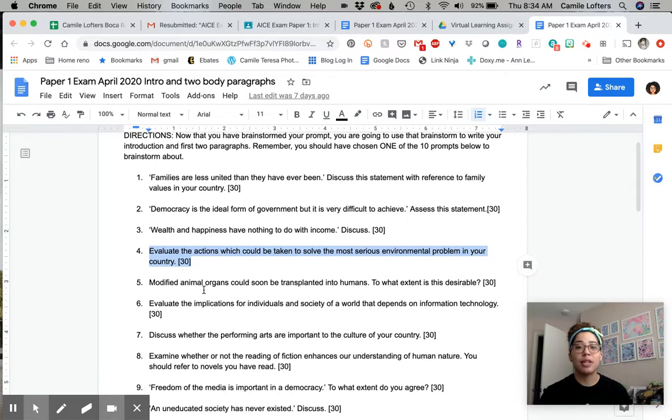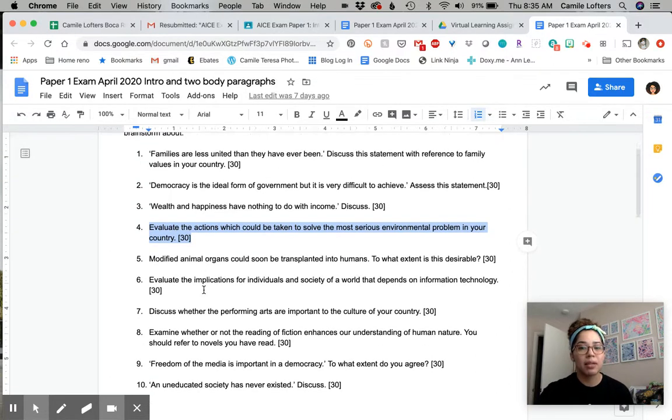The other thing with this question is the question says evaluate the actions that could be taken to solve the most serious environmental problem. That means that you're not evaluating the environmental problem. You're not giving me the pros and cons of pollution. You're evaluating the actions that could be taken. So I would be saying, okay, to solve pollution, people do this. What are the pros of this and what are the cons of this? Point one. What's the second thing people do to combat pollution? Pros, cons. They are asking you to evaluate the actions. Okay, so that's what that question means.